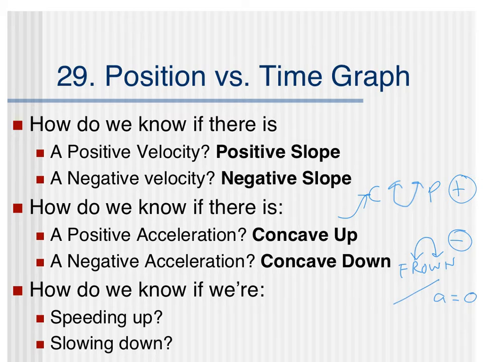The last question we're going to ask ourselves is how do we tell if we're speeding up or slowing down? There's two ways. We could look at the answers to these two questions, because if we know the sign of both the velocity and the acceleration, we can easily figure out if we're speeding up or slowing down. But there is another way of looking at it.